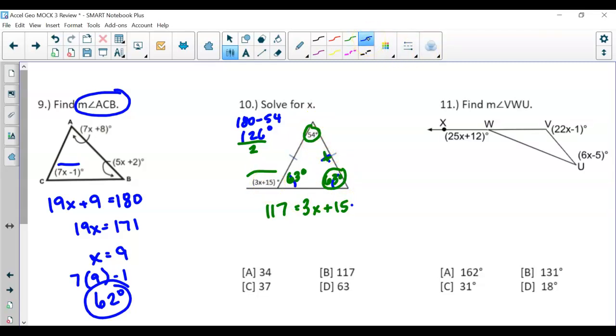Now notice we're just solving a two-step equation. So subtract 15, you get 102 is equal to 3x. Divide by 3, and that's how you get A, because we're just solving for x, and 34.